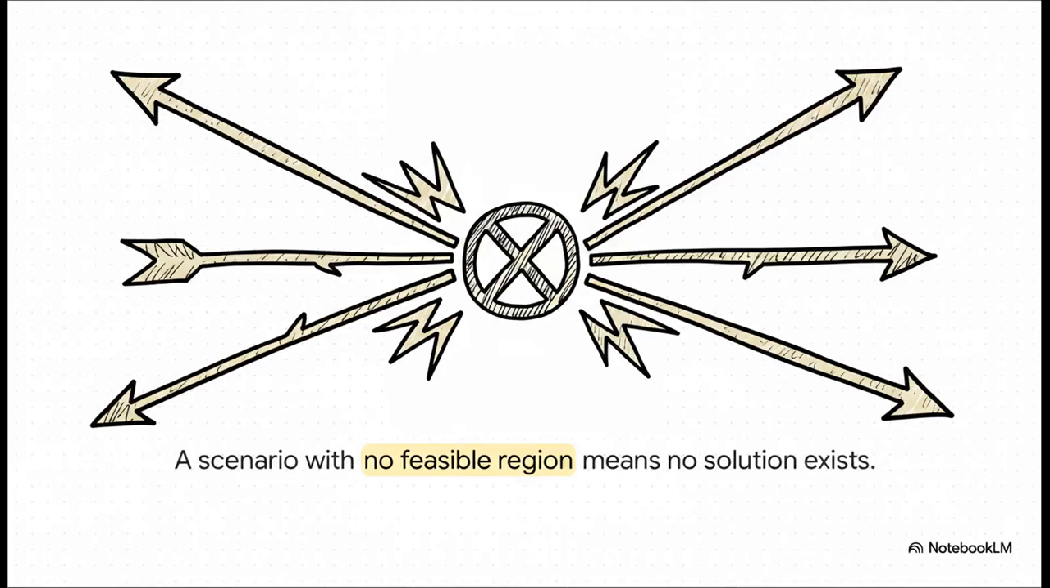On the flip side, sometimes constraints are just way too strict. If your rules actually contradict each other, the lines will never enclose a shared space. They just pull in opposite directions. When this happens, there's absolutely no feasible region, which means no mathematical solution exists. It is quite literally the math's way of telling you, hey, your business plan is impossible.